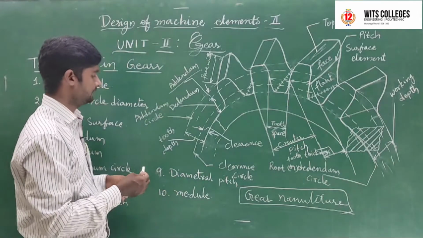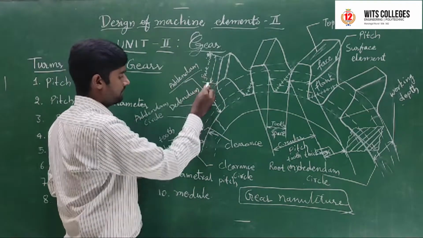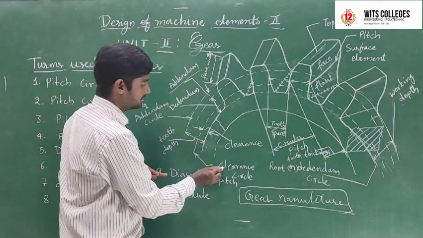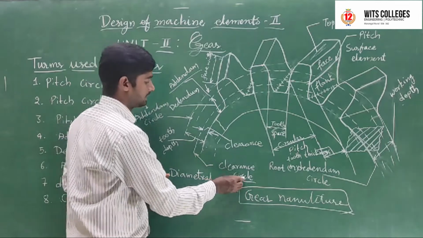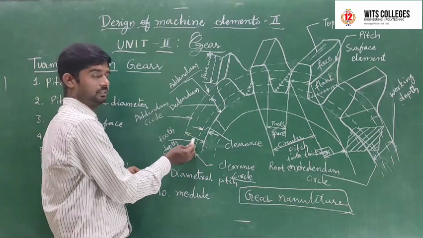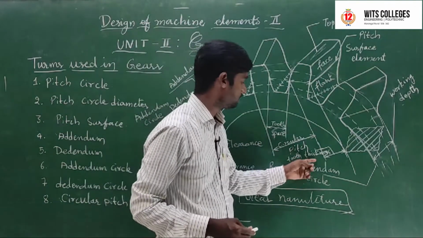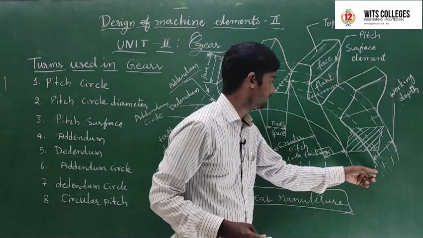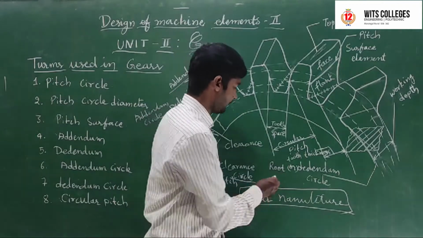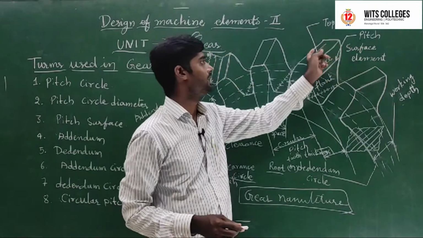Let's see the addendum circle, dedendum circle, face width. This is the clearance: the distance between the addendum circle and the dedendum. Next, tooth width, circular pitch, tooth thickness, and dedendum circle. The dedendum circle is known as the root. Next, addendum circle, working depth, pitch surface element, top land. This is the top land.